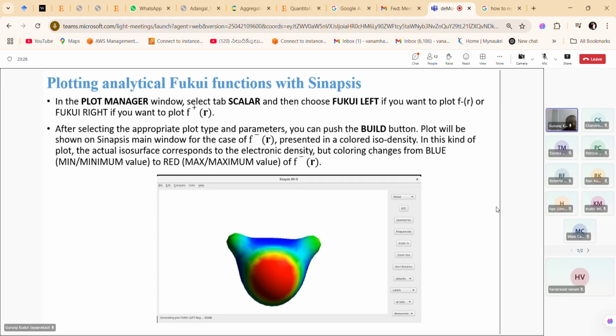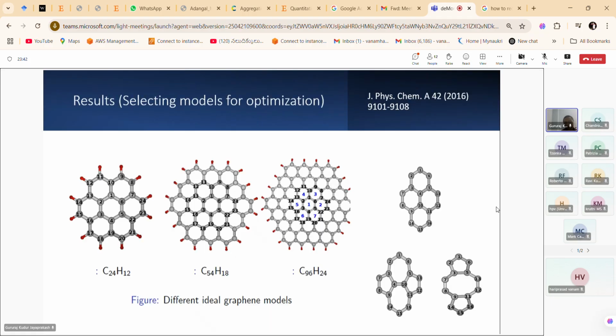And if you want to calculate the Fukui function, what you need to do is go to the plot manager and use the scalar. And then if you want Fukui negative or Fukui positive, you just choose Fukui left or Fukui right, and you will get the Fukui plots.